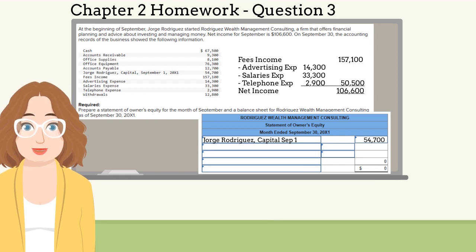Now, you need to calculate the net income. That means you find the fees income on the listing of accounts and subtract all the expenses. That is your net income. The income is also listed in the problem. Enter that amount on the statement of owner's equity form. Next, we need to enter the owner's withdrawals on the statement of owner's equity. Don't forget to calculate the ending capital balance.